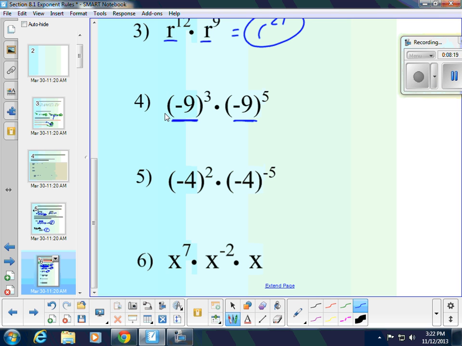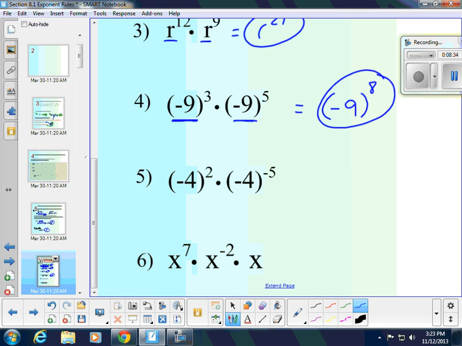So even on these answers too, if our base is negative 9, like that, we're going to keep it in parentheses as well and still just apply the rule. So negative 9 to the 3rd times negative 9 to the 5th. If I add 3 and 5, I get to the 8th power. So negative 9 to the 8th power.